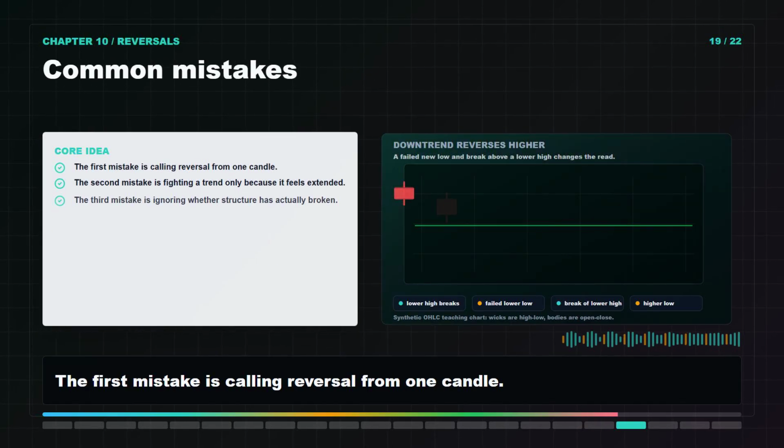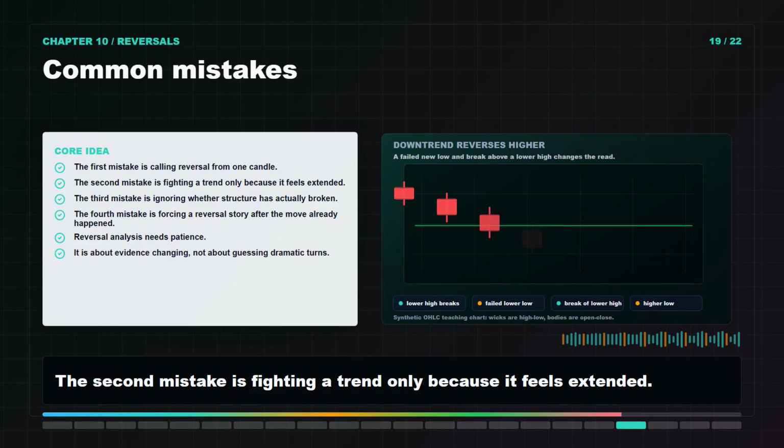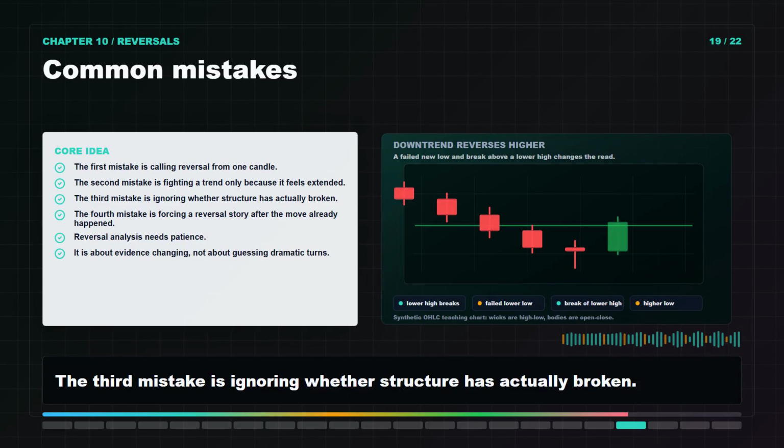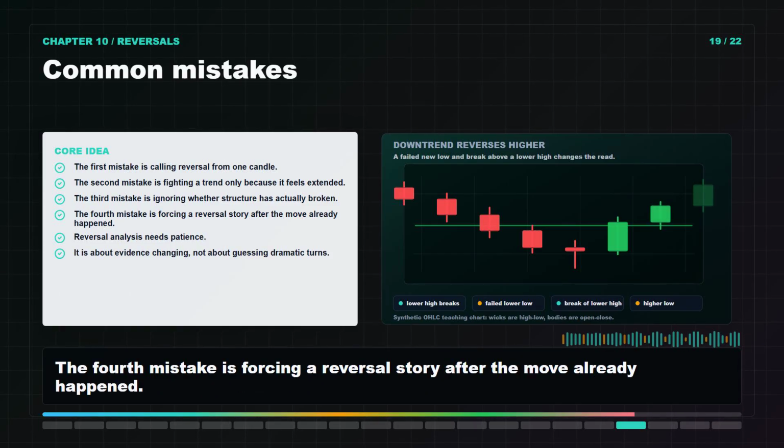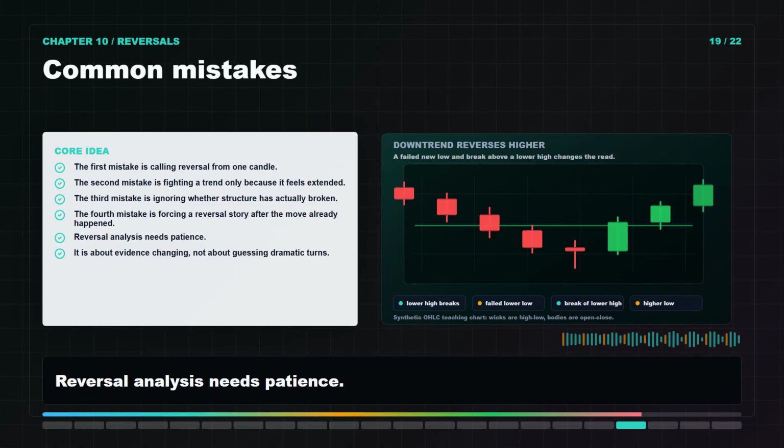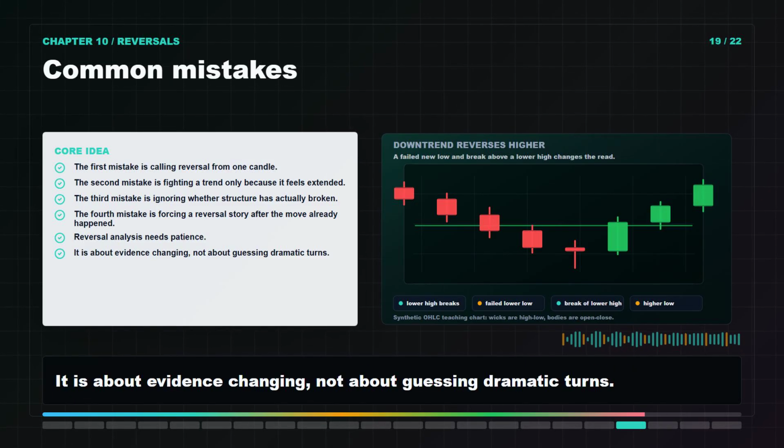The first mistake is calling reversal from one candle. The second mistake is fighting a trend only because it feels extended. The third mistake is ignoring whether structure has actually broken. The fourth mistake is forcing a reversal story after the move already happened. Reversal analysis needs patience. It is about evidence changing, not about guessing dramatic turns.